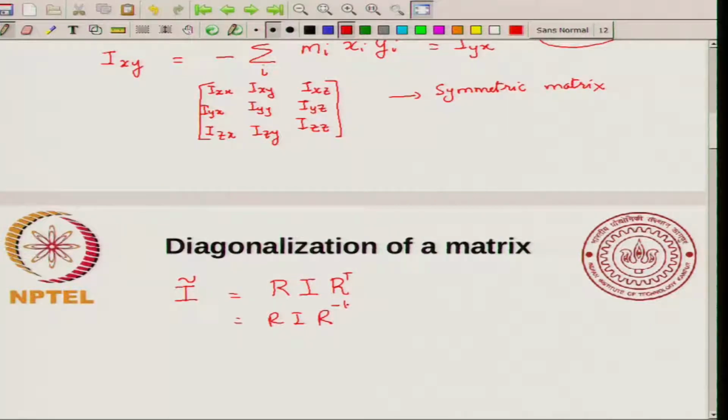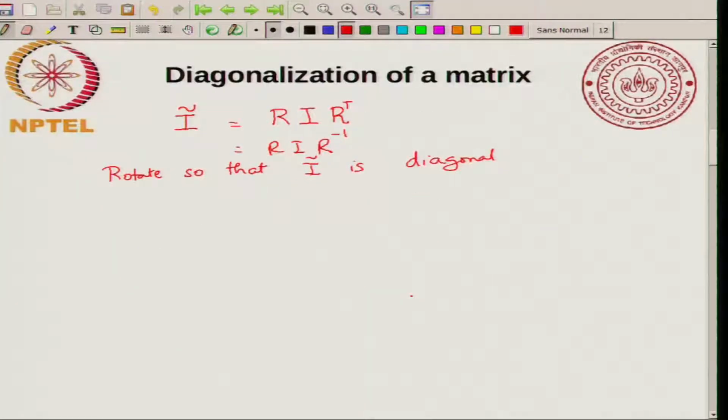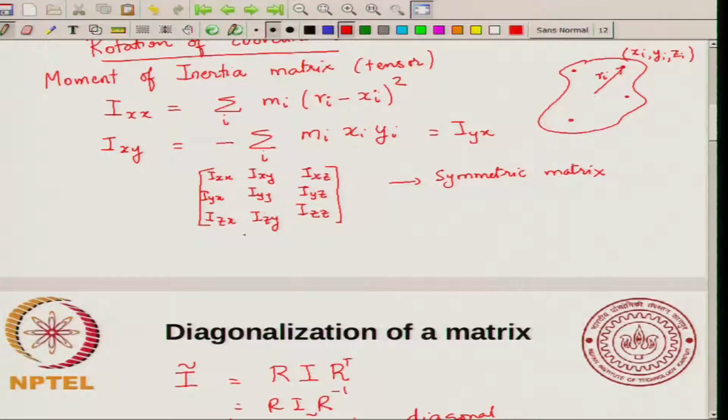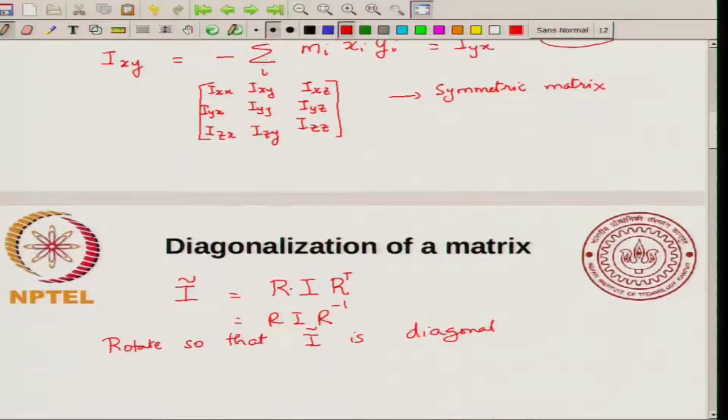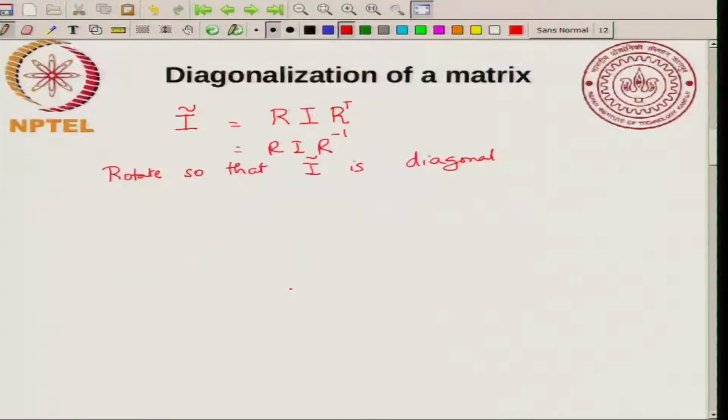So what you are doing is rotating the coordinate system, so that I tilde is diagonal. What have we done? We have taken this initial matrix which was not diagonal and essentially rotated the coordinate system so that it became diagonal. Now in this coordinate system you will have three directions, you will have the coordinate axes. The coordinate axes are basically the eigenvectors.